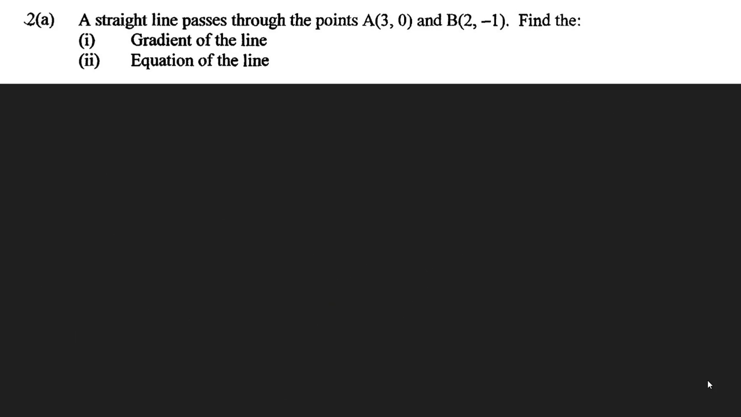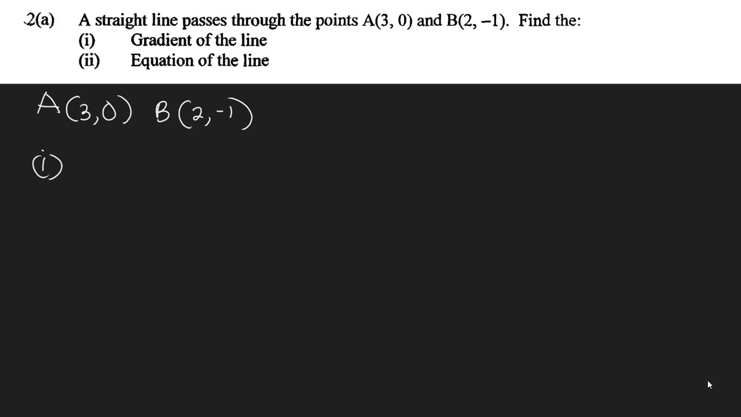Alright, question 2a. The question says a straight line passes through a point A. So we have the point A, (3, 0). Then B, we have (2, -1). So find (i) the gradient of the line, and (ii) the equation of the line. This is actually very simple. It's not hard. So for (i), let's find the gradient.